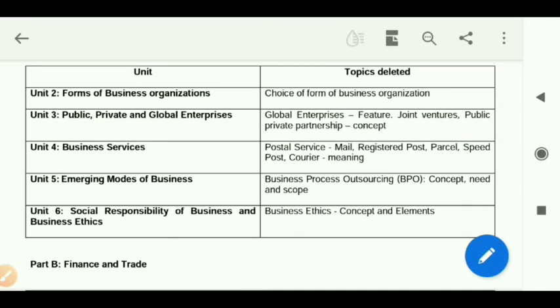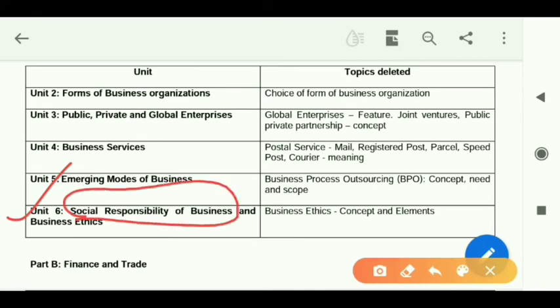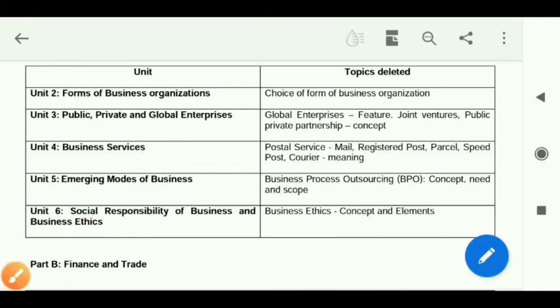And in unit 6, that is social responsibility of business and business ethics, we are going to learn only about the social responsibility of business. The business ethics portion is totally removed from our syllabus. Understood? Now let us move to part B.